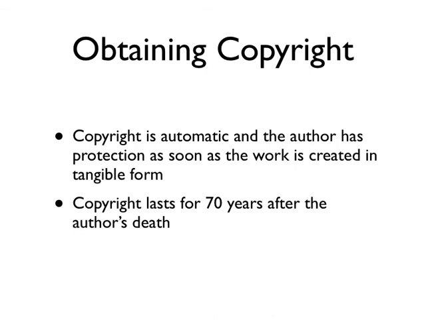So how do you get copyright? Well, it's automatic. Once you give the work tangible form, once you write it down, it's protected. It has copyright protection. And then that copyright lasts for 70 years after the author's death. Now, this is one of the issues that people have with copyright. 70 years is a long time.